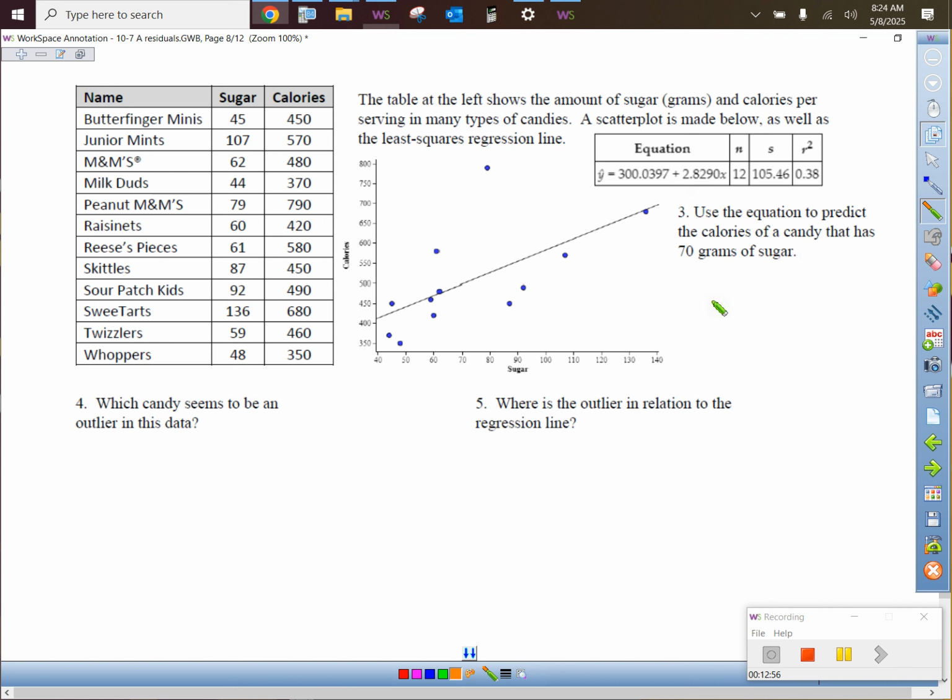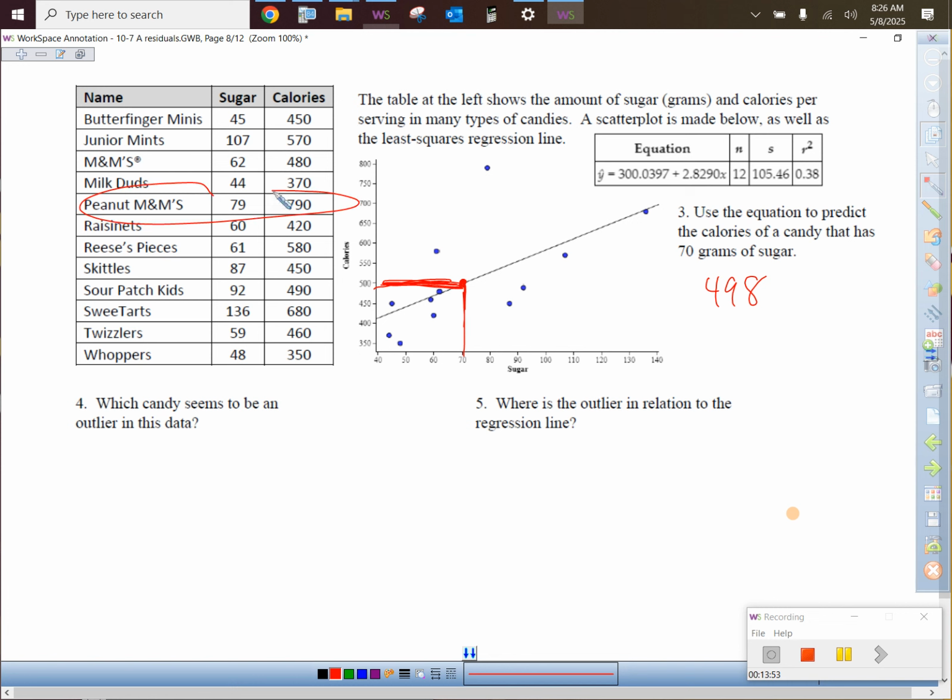I'll let you punch that in. What did we get? 498 something or other, right? You know, so about 498 calories. Look at it. That's very, very much what the graph shows right here. Pretty stinking close to 500 calories, right? But remember, there was an outlier, right? There was an outlier in this one. Which candy do you remember was the outlier?